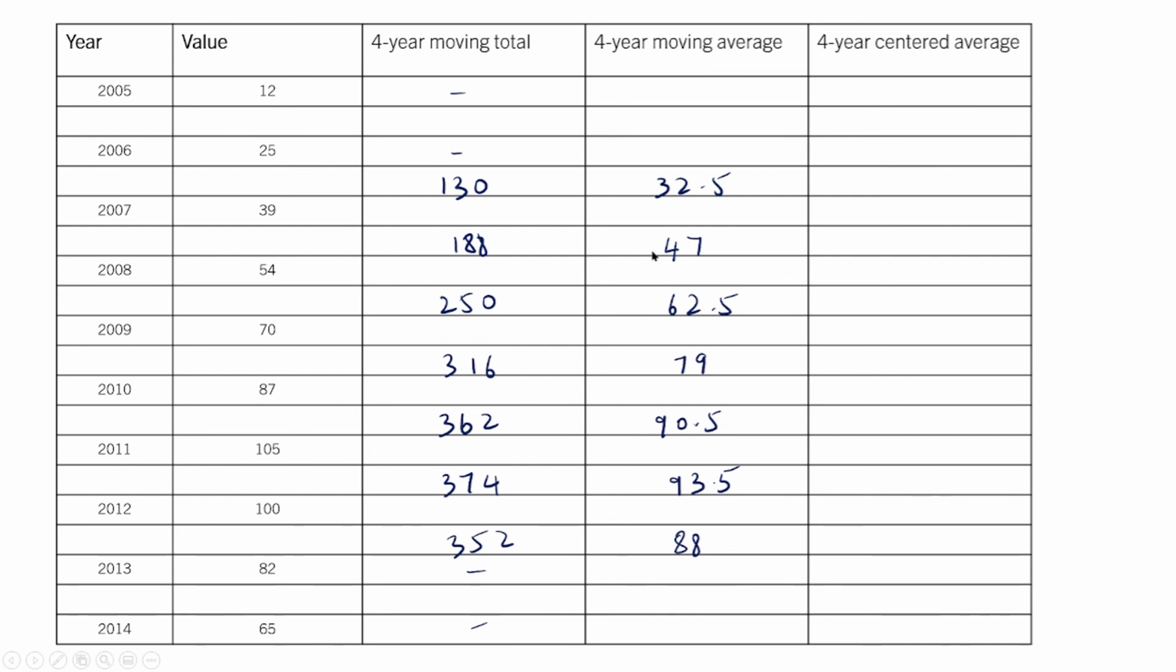Now since we are getting this 4-year moving average in between years, it will be difficult to draw the graph. So what we can do is find the 4-year centered average. This is done by finding the average of two 4-year moving averages. So the 4-year centered average is 32.5 plus 47 divided by 2. So it is 79.5 by 2. This is equal to 39.75.